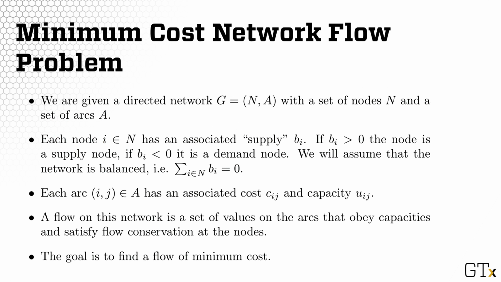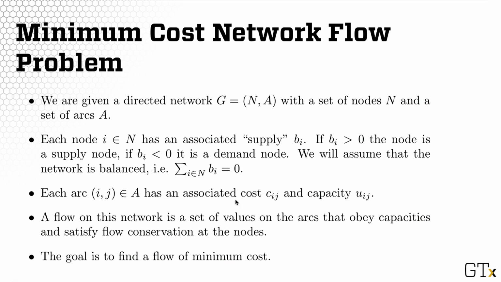Okay, so in general, in a minimum cost network flow problem, which we have just described, we are given a directed network. A network consists of a set of nodes and a set of arcs. Each node has an associated supply. These are the right-hand sides that I just showed in the previous example. If the supply is non-negative, this is called a supply node. If it is negative, then it is called a demand node. We're going to assume that the network is balanced. That means that the total supply is equal to the total demand. If I sum up over all of the right-hand sides of the nodes, they should equal 0.